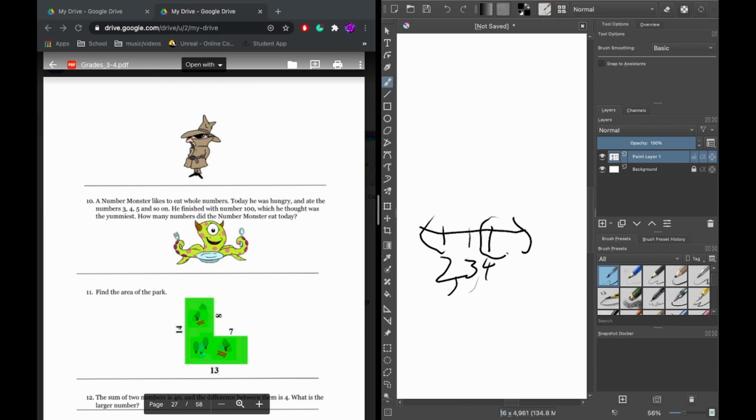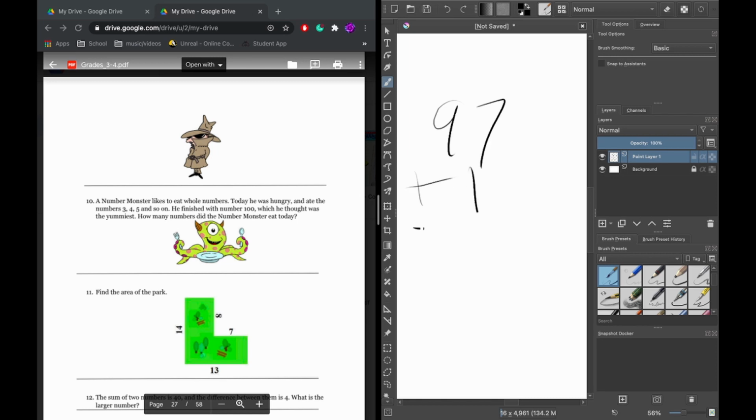We are starting from this 4 right here. We didn't include 3. So we need to include 3. So we would do plus 1. And then we would get the right answer. And so when we do 97 plus 1, we would get 98. So the answer for number 10 is 98.